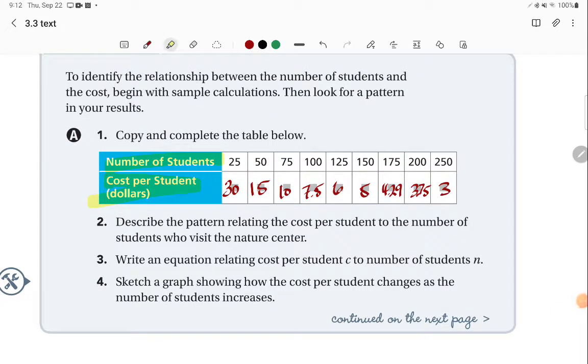All right, so if we look at our numbers, when there's 25 students going, it costs $30. When there's 50 students that go, that halves the cost for all of the students. So if 50 students go, then each student pays $15 and so forth. So go ahead and check all of your costs per student there. And then go ahead and answer 2, 3, and 4. Now that we all have the same table, the same data, answer number 2, 3, and 4.